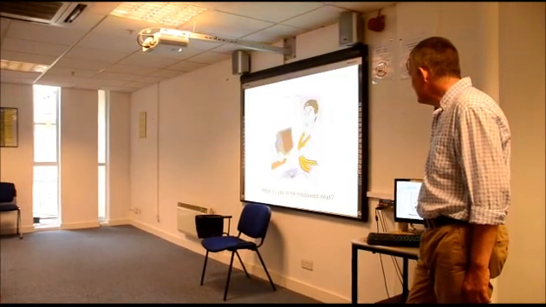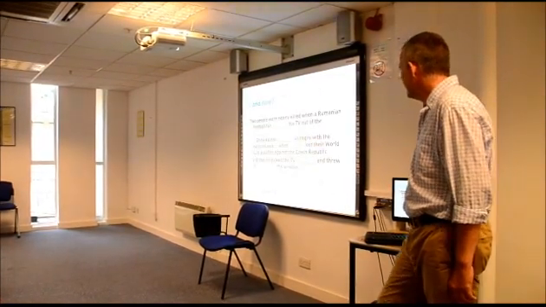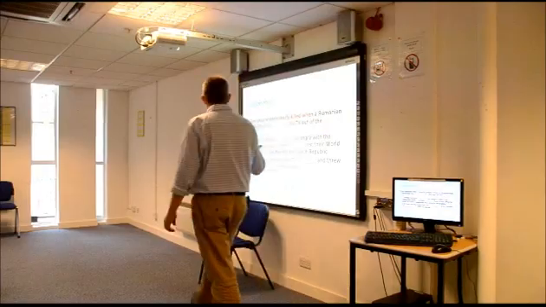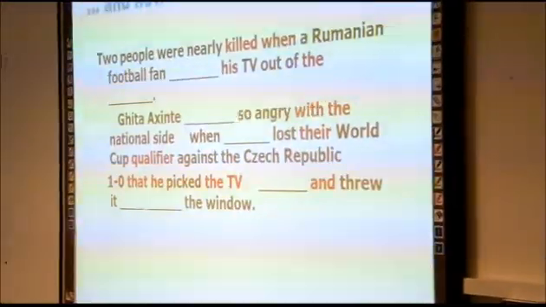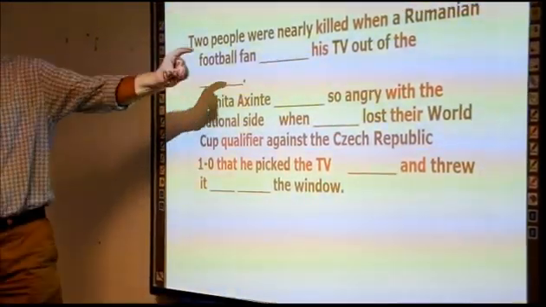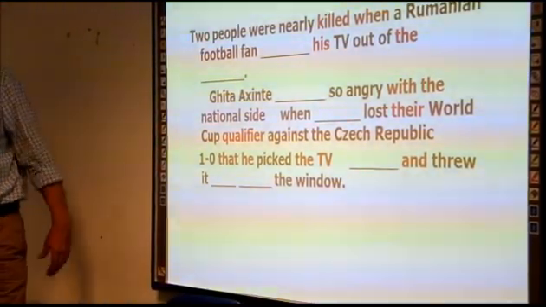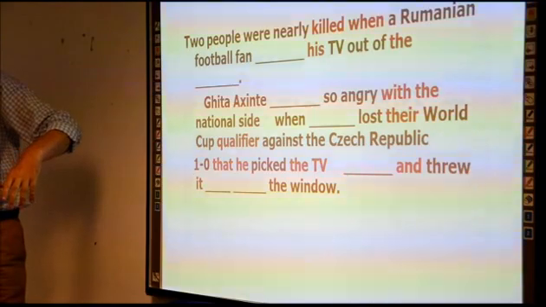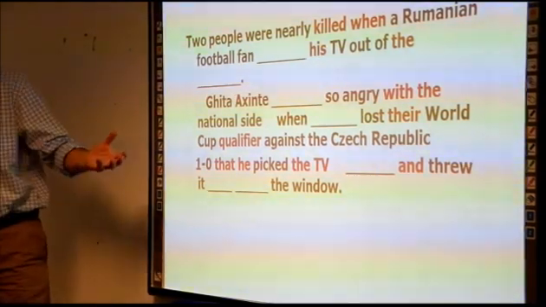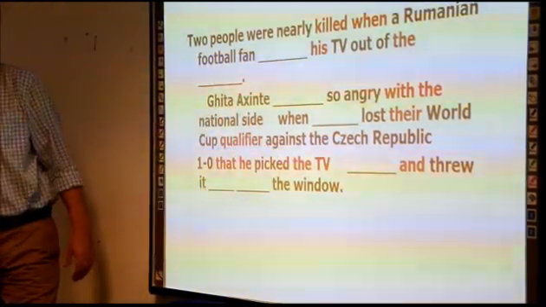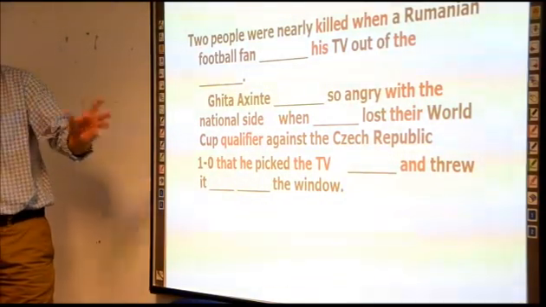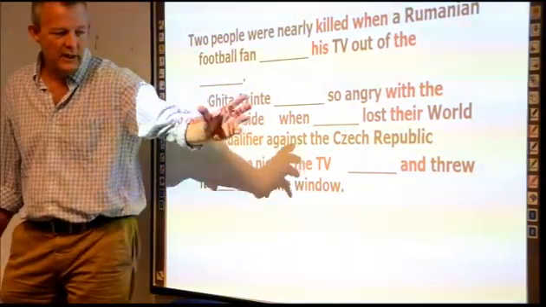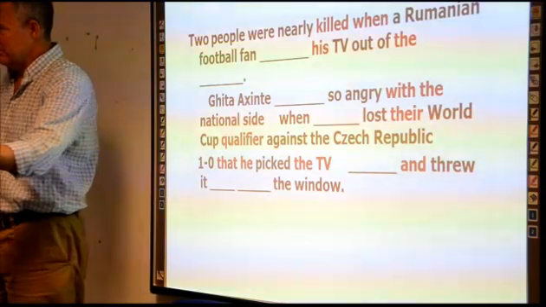I'm going to skip ahead so you can see the whole thing. So two people were nearly killed when a Romanian football fan threw his TV out of the window. Gita Axinte got so angry at your side when they lost their World Cup qualifier against the Czech Republic, 1-0, that he picked the TV... Said, no? Possibly.